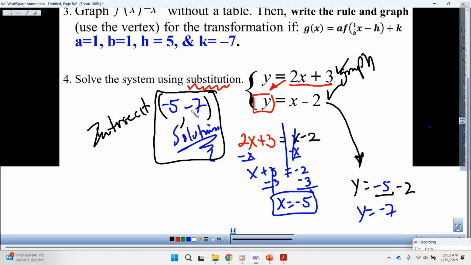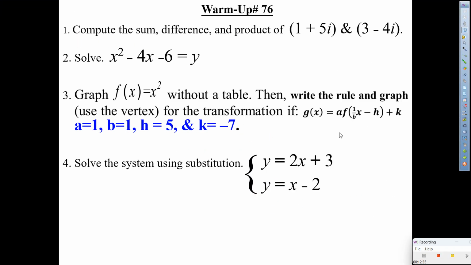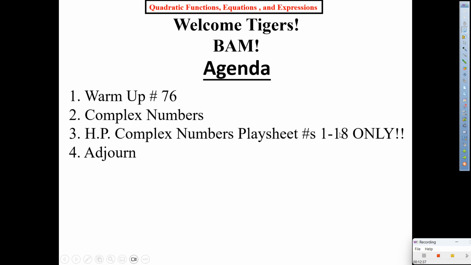Okay? Whew, that was a lot for a Wednesday, right? Let's go. All right, copy the agenda, please. Warm-up 76 is done. Today we're moving on to complex numbers. And bring it, Mr. Q. Oh, yeah, I'm bringing it. Tonight's home play, complex numbers, play sheet numbers 1 through 18 only. Only. There could have been more, right? Let's go. Okay, we good?